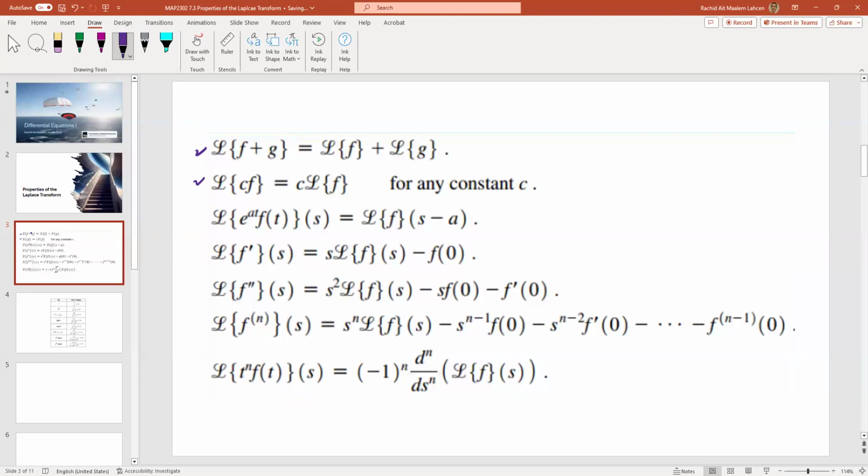So the new property we're going to talk about is this first one here, which is called a translation in s. This one is a translation in s, which means if you have a function times the exponential function e to the at, you can just take the Laplace transform at s minus a. With the other notation, it's easy to see it this way, with the input of s minus a.